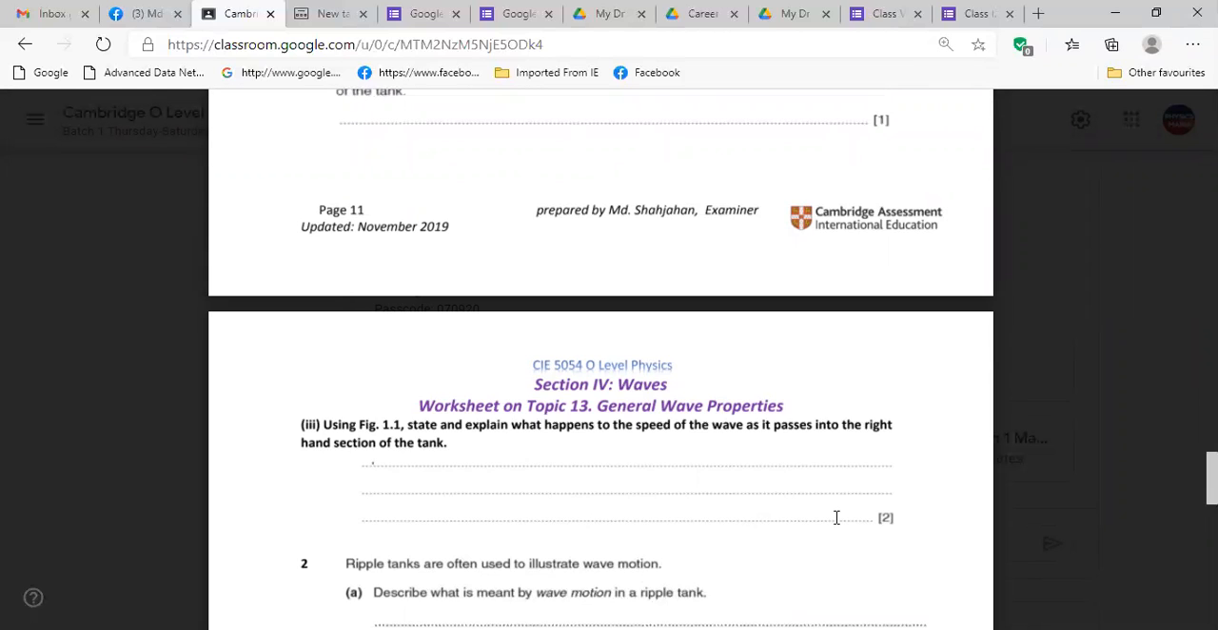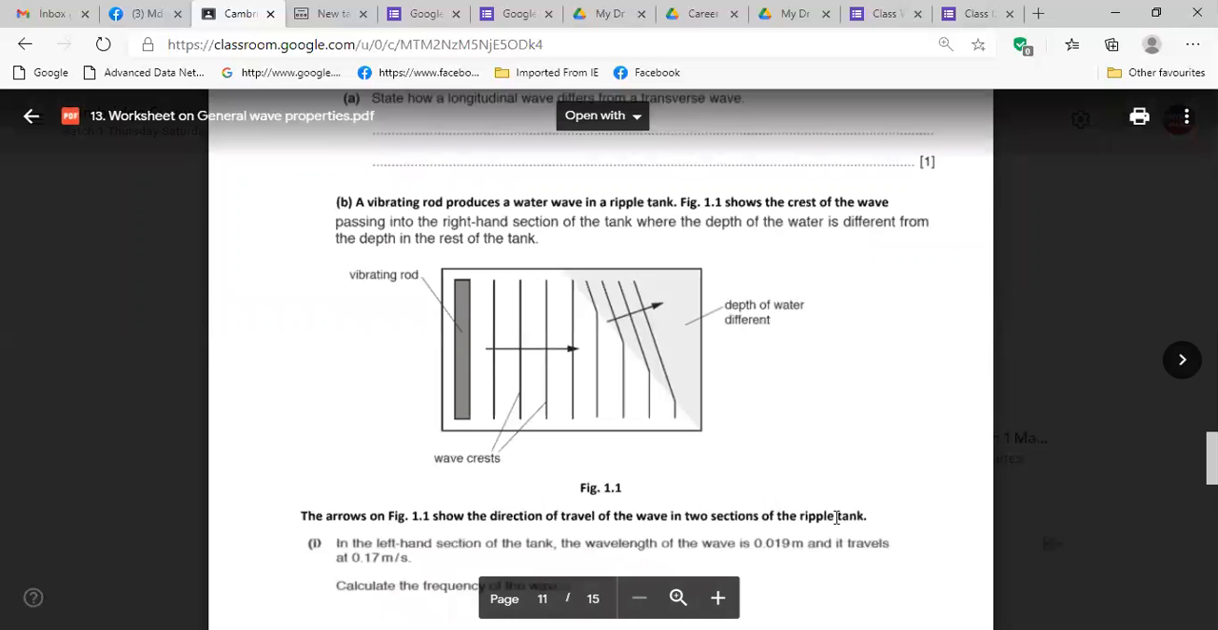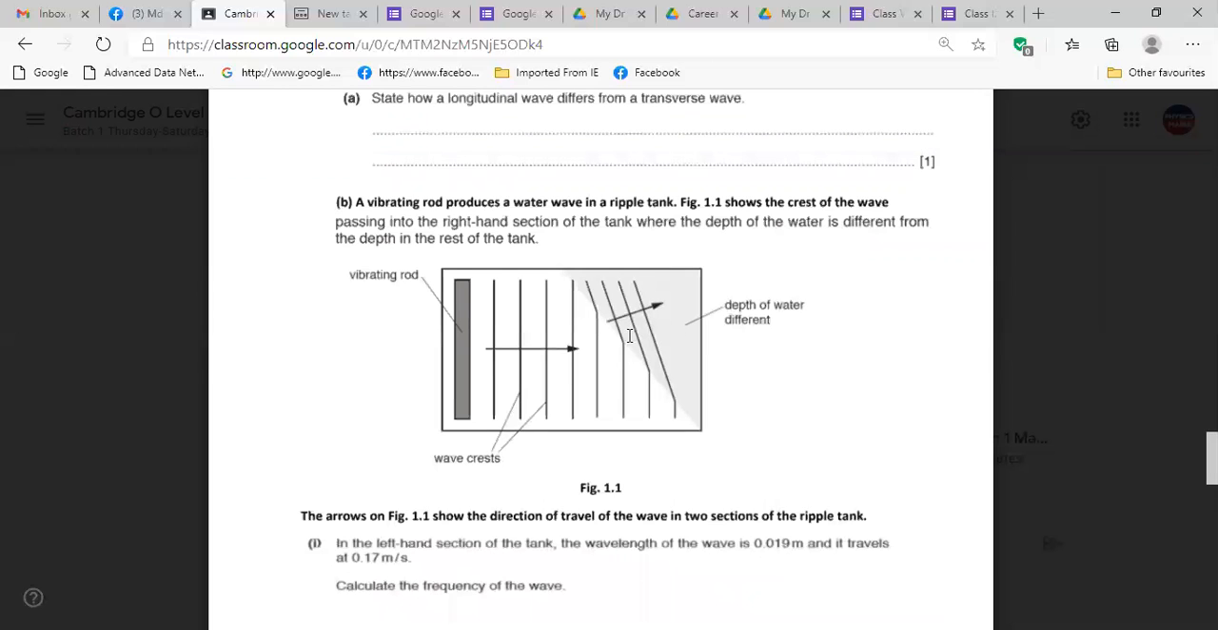Using figure 1.1, state and explain what happens to the speed of the wave as it passes into the right-hand section of the tank. So what will happen to the speed? It's going from deep to shallow, right? Yes, sir. Then what will happen to the speed? Increase. If it is going from deep to shallow, then what happens?